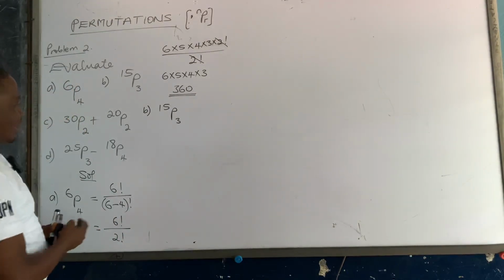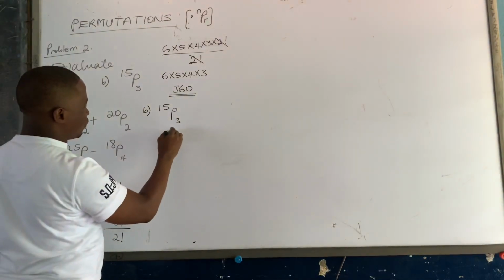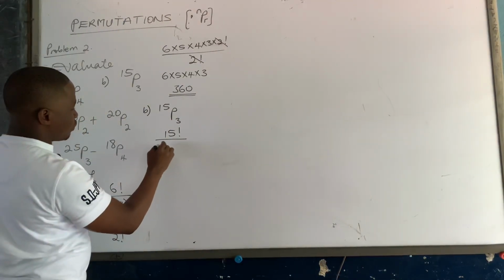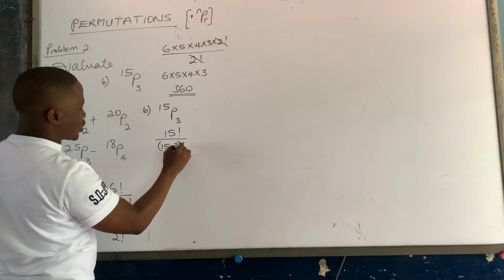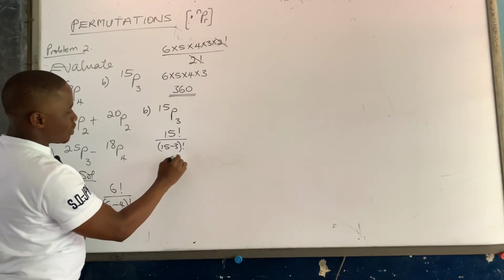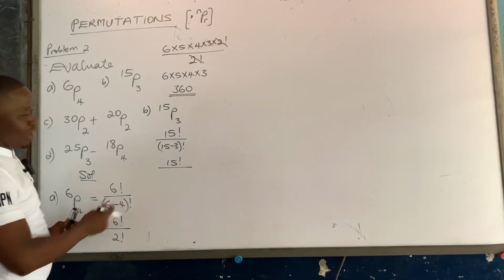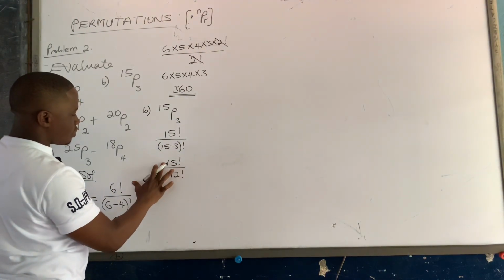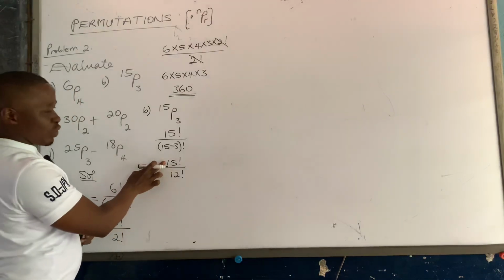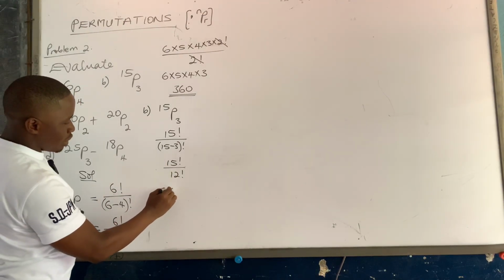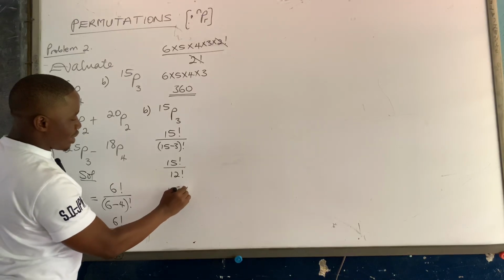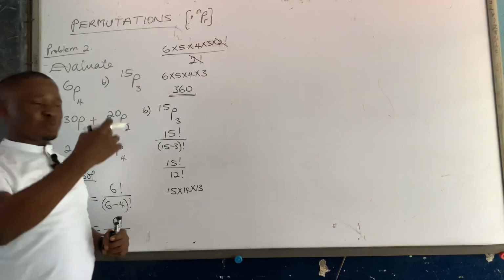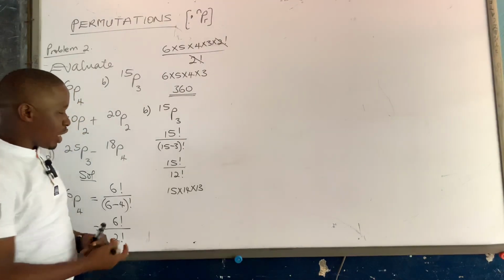For 15 permutation 3, we say 15 factorial divided by 15 minus 3 factorial. So we say 15 factorial divided by 15 minus 3, which is 12 factorial. But 15 factorial can be expressed as 15 multiplied by 14 multiplied by 13. We keep expressing until we get to 12.